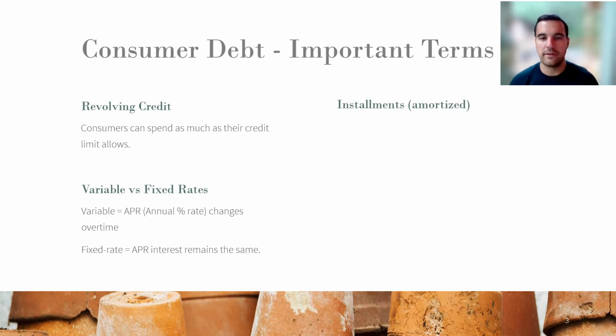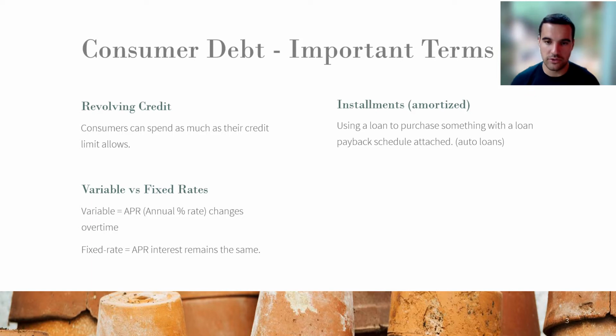Revolving credit is a little bit different from installments or amortization schedules, which means using a loan to purchase something with a loan payback schedule attached, such as an auto loan. Auto loans are usually not revolving credit, because you get them when you go to the dealership and buy your car. Usually they let you go to the finance department and they walk you through the steps to pay off the loan. They'll show you, if you get a 30-month, 24-month, 3-year or 5-year loan, whatever it might be, what you need to pay each month, and then you can calculate the interest you have to pay too. And then we have unsecured loans.